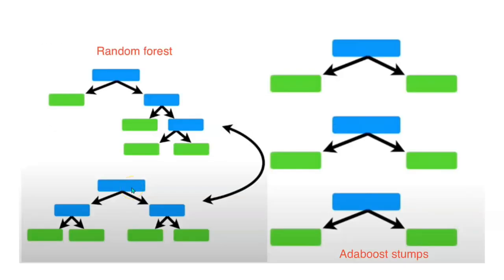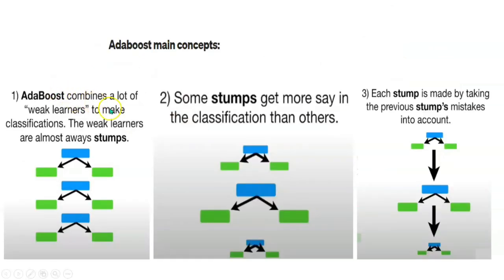So now we talk about resilience to overfitting with the AdaBoost technique. The main difference between random forest and AdaBoost stumps is that in random forest there are multiple levels, while in AdaBoost there are single levels, which are called stumps. AdaBoost combines a lot of weak learners to make classifications, which means that it takes only one attribute and predicts the result based on that attribute only.